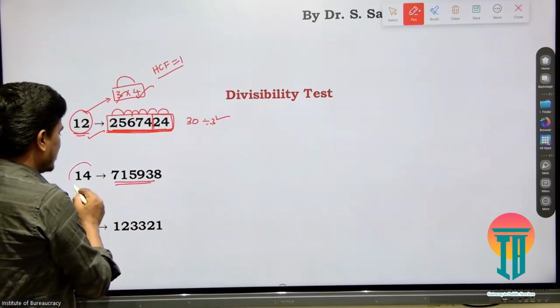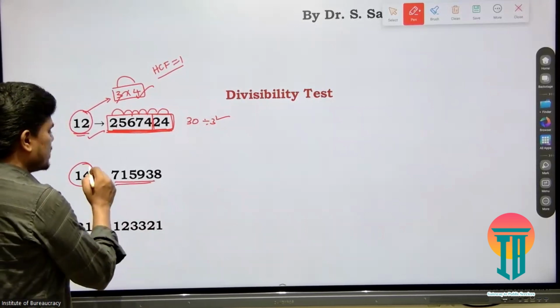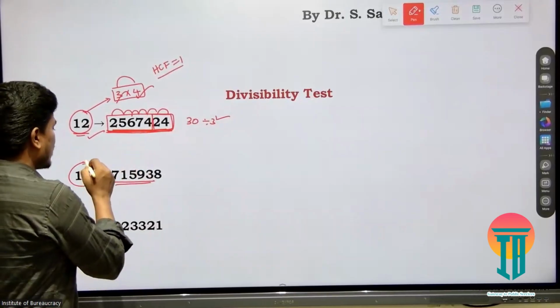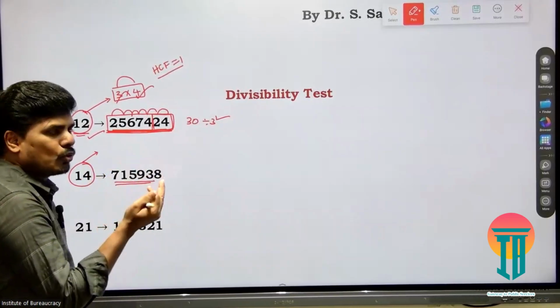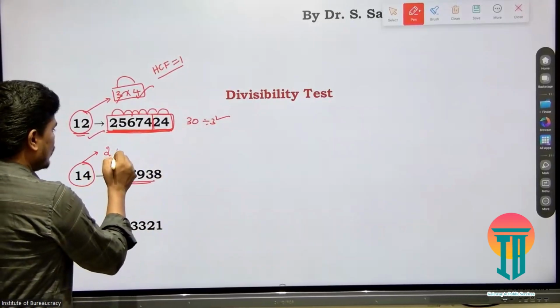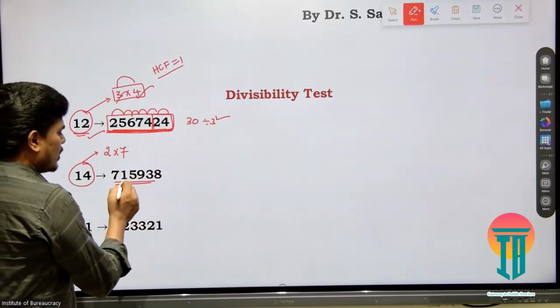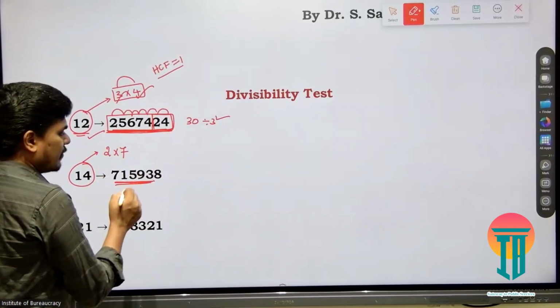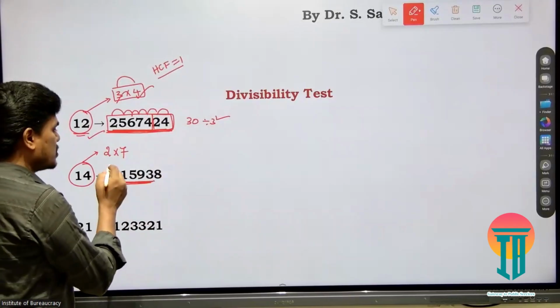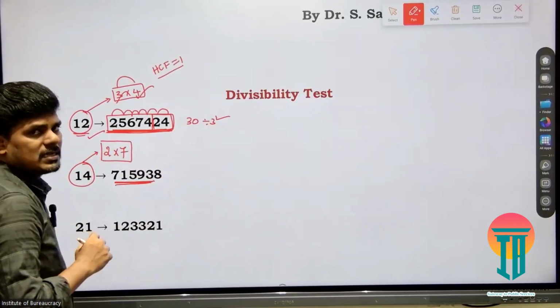Next, let us take this number. We are going to check whether this number is divisible by 14 or not. 14 is a two-digit number. You try to write it as a product of two co-primes. That means 14 can be written as 2 into 7. In order to check whether this number is divisible by 14, I need to check whether it is divisible by 2 and 7.